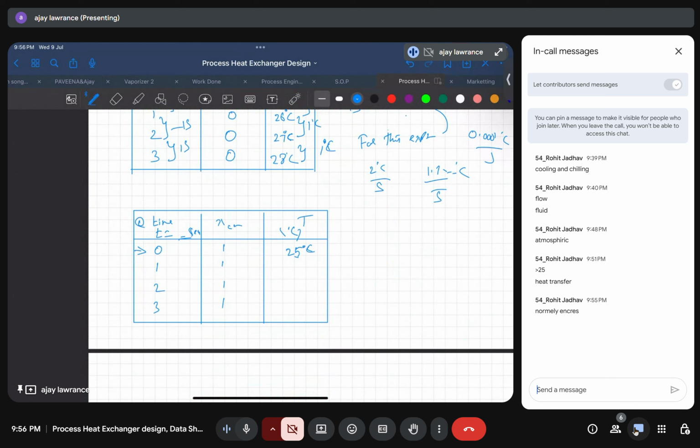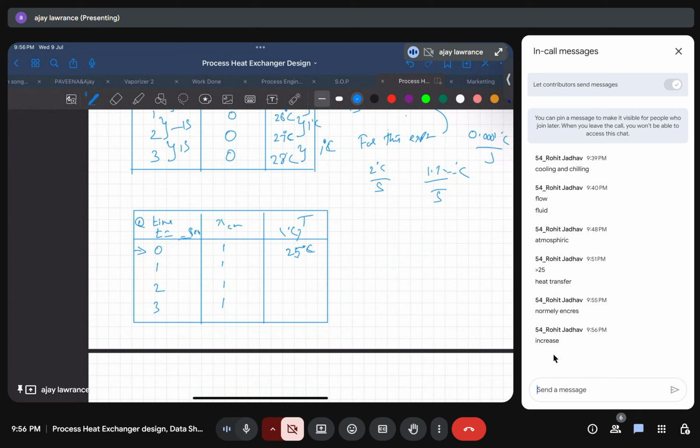Don't just look at the notes which I have shared and say the answer. You think by yourself. Don't look into the notes, otherwise you won't gain the knowledge. So just think and answer. Why 25?